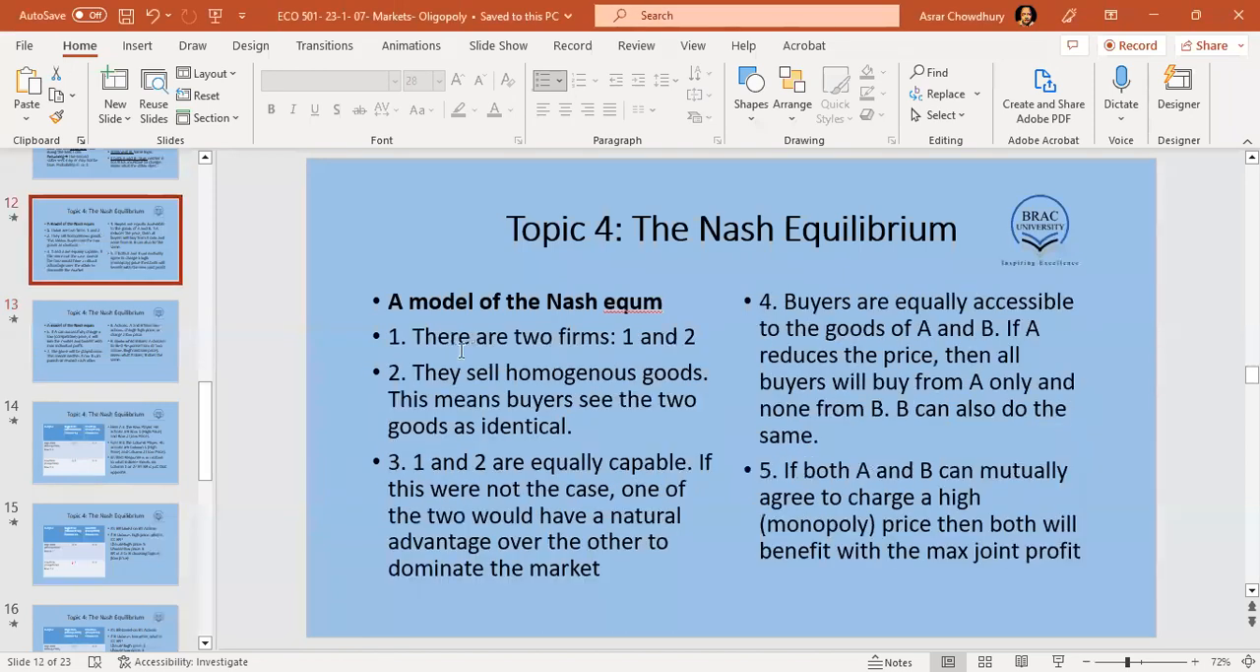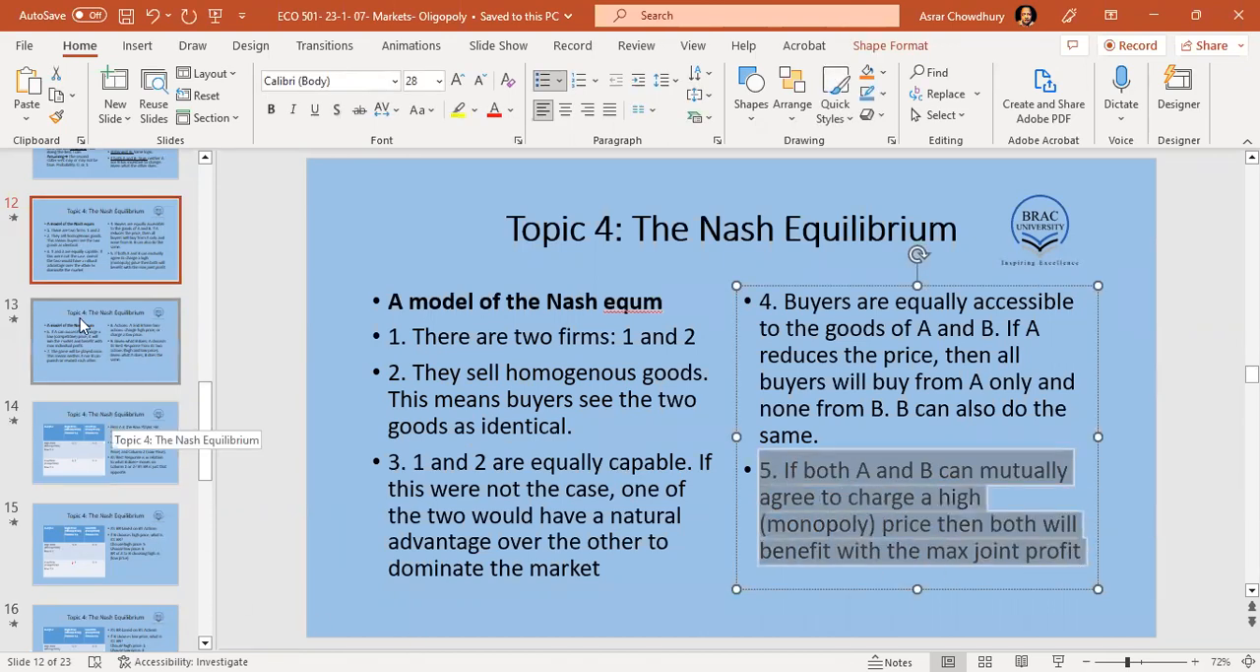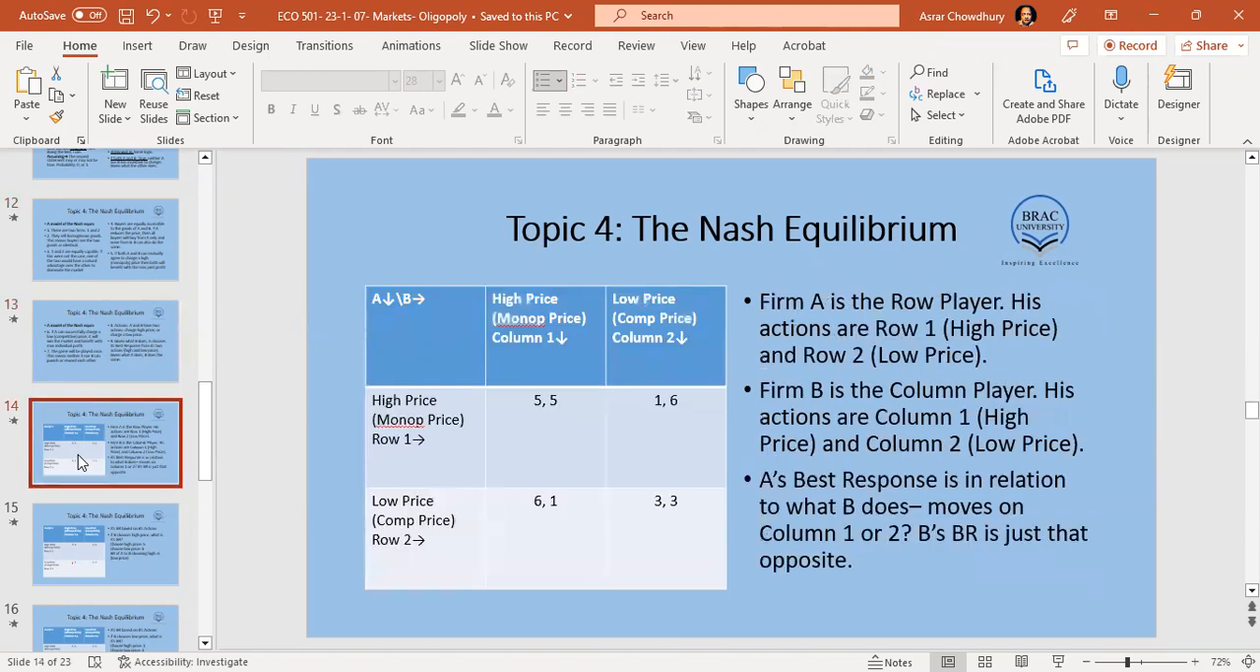আবার এটা recapitulate করি। Two firms, they sell homogeneous goods. আচ্ছা, they're equally capable because otherwise one firm can take advantage over the other. And buyers are equally accessible to the goods. So if one person undercuts, they get the whole market. But একটা হচ্ছে কি, if both of them could agree to charge a higher price, then both of them can mutually benefit. আচ্ছা, এটা দরকার নেই আর। Can you understand this matrix?